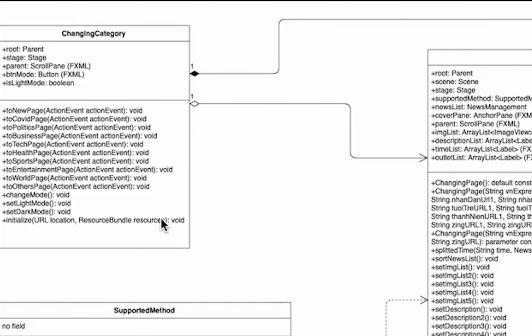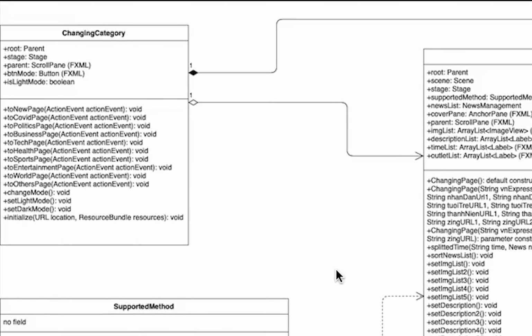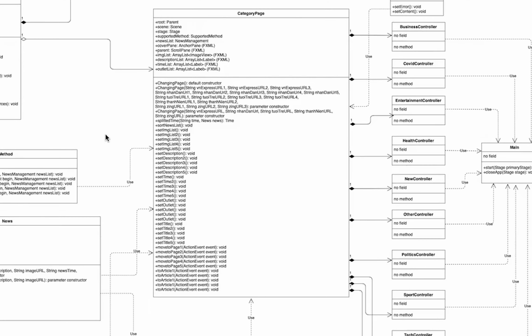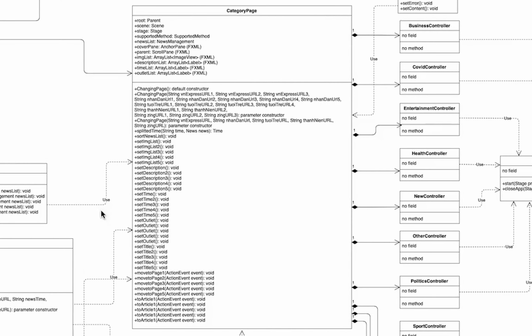However, the category pages have some other methods, such as action events for changing page buttons, setting the news content, and scraping the category URL. So we declare a category page class to store all of them and inherit the changing category class before being inherited by the category controllers. Our system works mainly on the category page class.